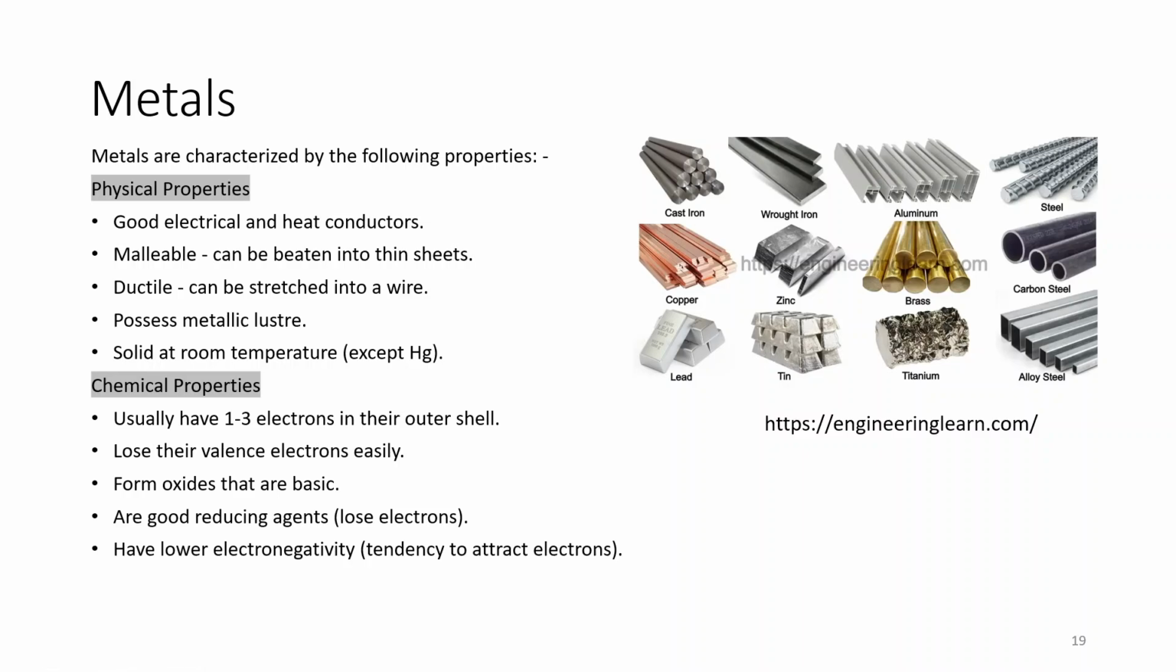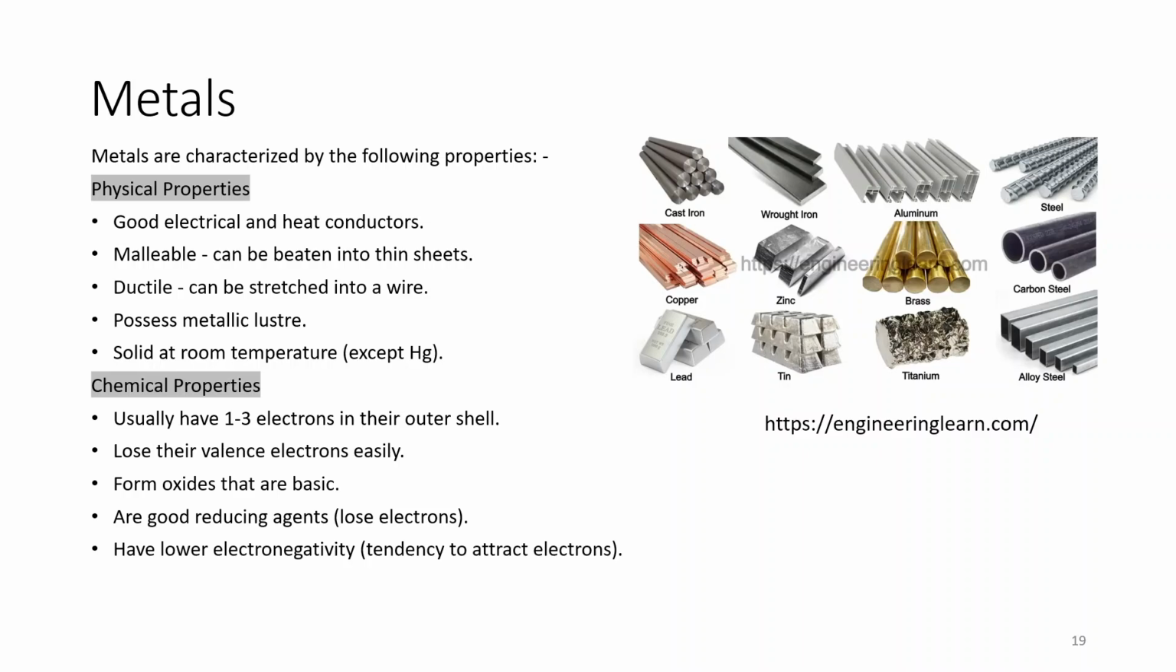Then we went through metals. In case of metals, they are categorized by physical properties. They have good electrical and heat conductivity. They are malleable, can be beaten into thin sheets, and they can be stretched into thin wires as well. And they possess metallic luster.